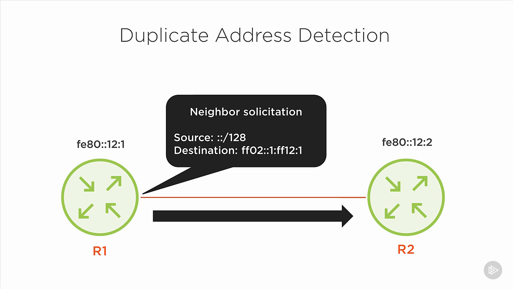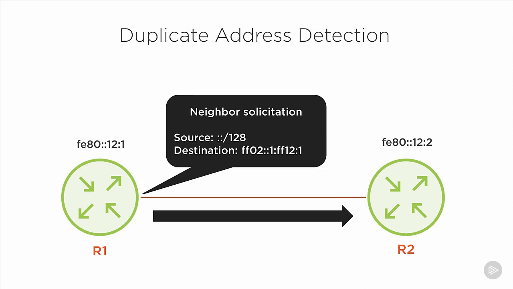Now, R1 sends this packet from the unspecified source address because it doesn't yet know whether the address it wants to use is already in use by another device. If nobody else on the link has this address, R1 will get no response. It will get no neighbor advertisement, and after a period of time, it'll go ahead and just use the address. By the way, duplicate address detection is done anytime an IPv6 address is assigned, even if you're using SLAAC and EUI64.